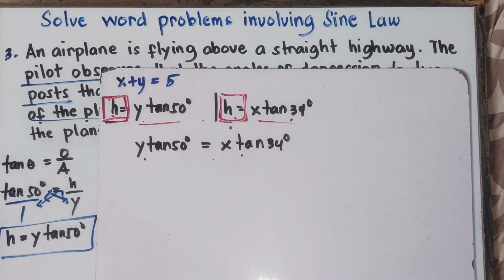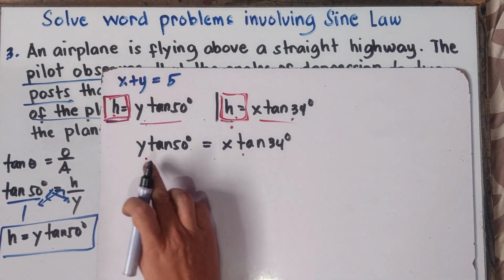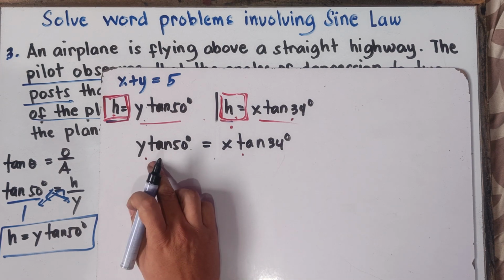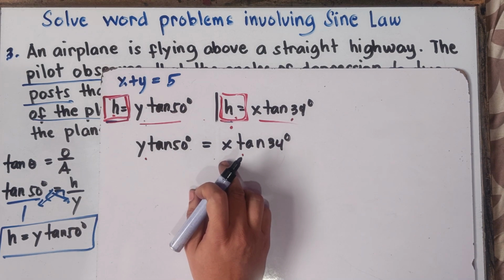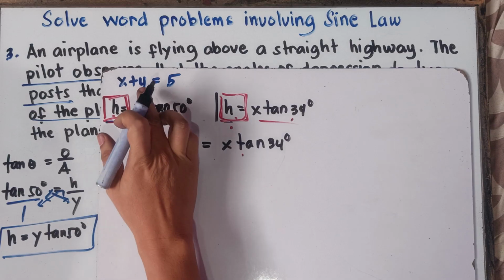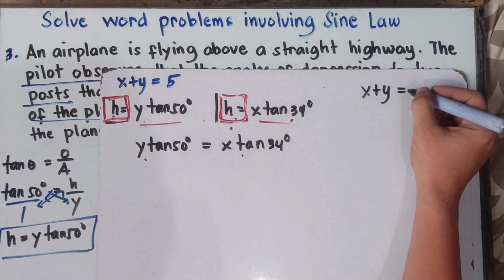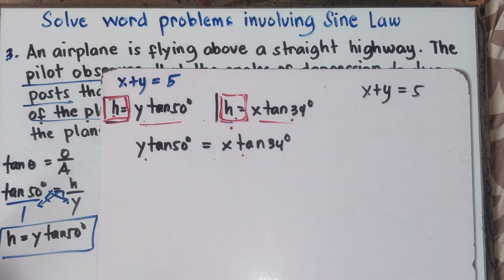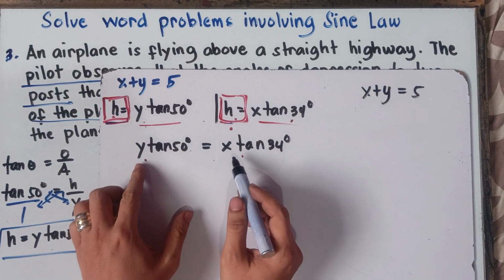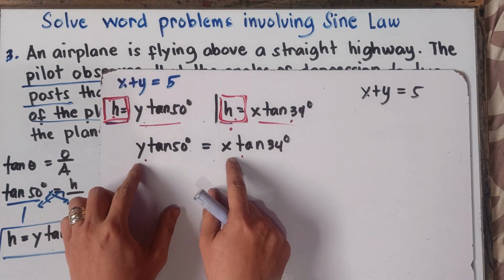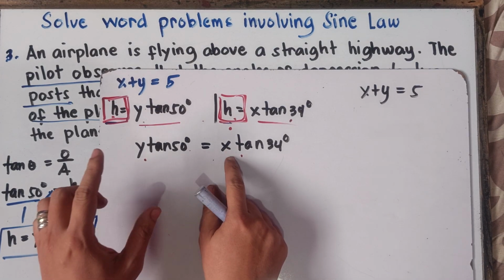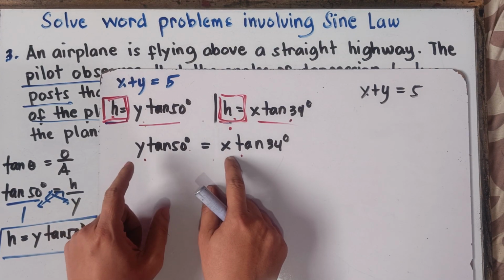Now, sir, question, how will you solve this one? You have two unknown variables. Nope, you can never solve this one, class. Therefore, we need to find the value of y using this equation: x plus y equals 5, right? You can never solve this with two unknown variables, x and y. Therefore, class, we need to find the value of y.